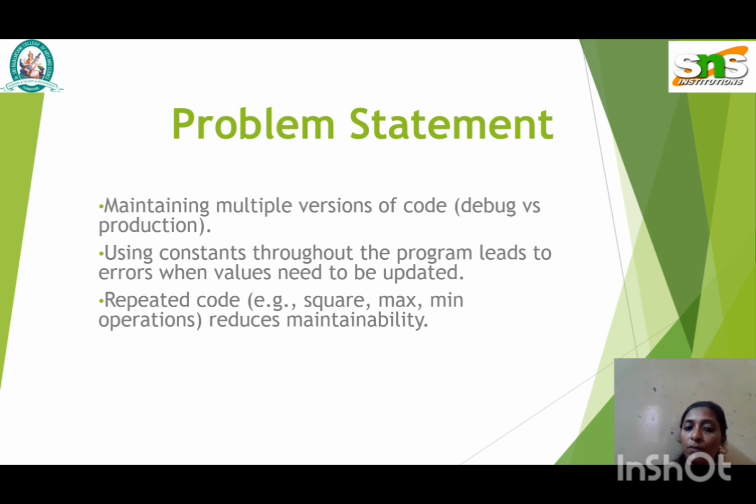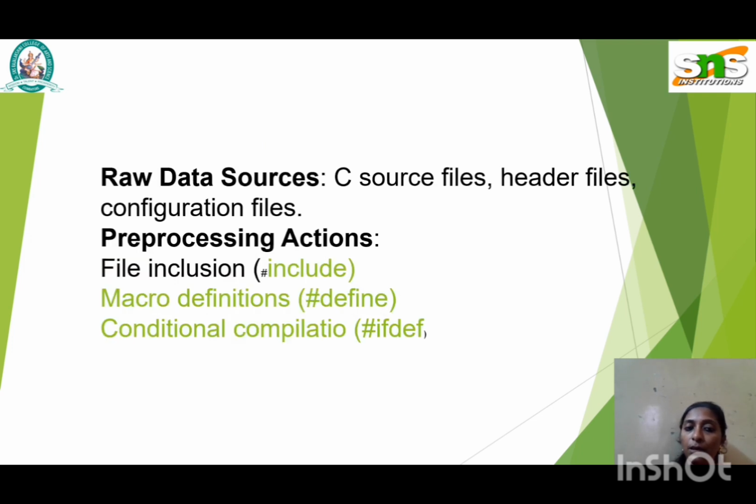Repeated code: when we have to use repeated code, like square, maximize, minimize, and other mathematical calculations, we can create a preprocessing statement, because through the preprocessing statement we can minimize the code. The raw data resources are C source files, header files, and configuration files.